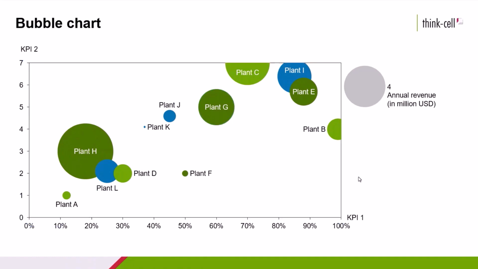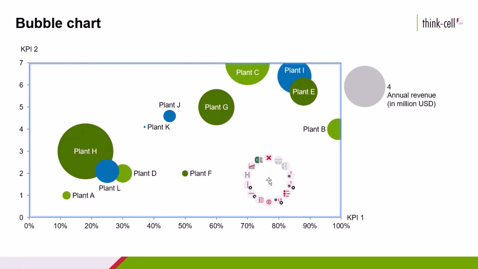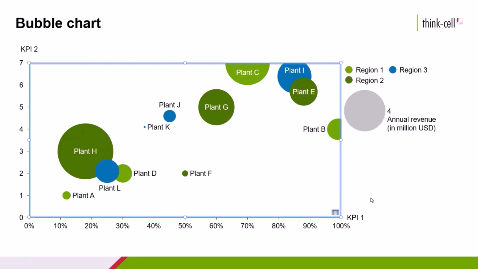When two bubbles overlap, the smaller one will be shown in front of the larger one. Right-click on a bubble and select Bring to Front to change this order. To insert a legend for the bubble chart groups, in our case, the regions, right-click on the chart and select Add Legend.